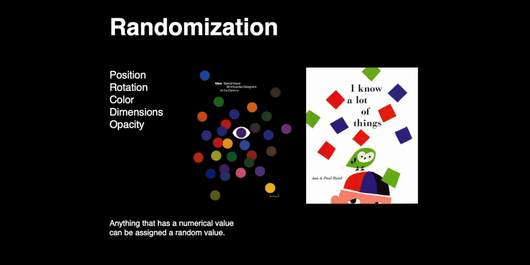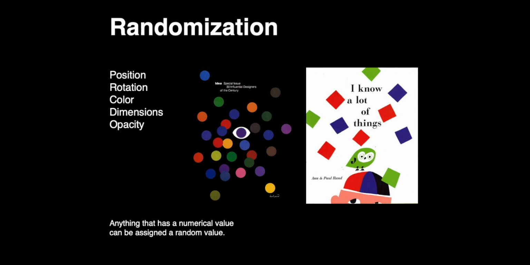So the next and last thing that I want to talk about is randomization. I think this is one of the more interesting and fun aspects when it comes to playing around with code, especially for design, is to apply random values to different design elements like position, rotation, color, dimensions, opacity, etc. So you can use random values to design some sort of design system, but add some randomness to it to have it change every single time it loads. So it's going to be slightly different every single time.